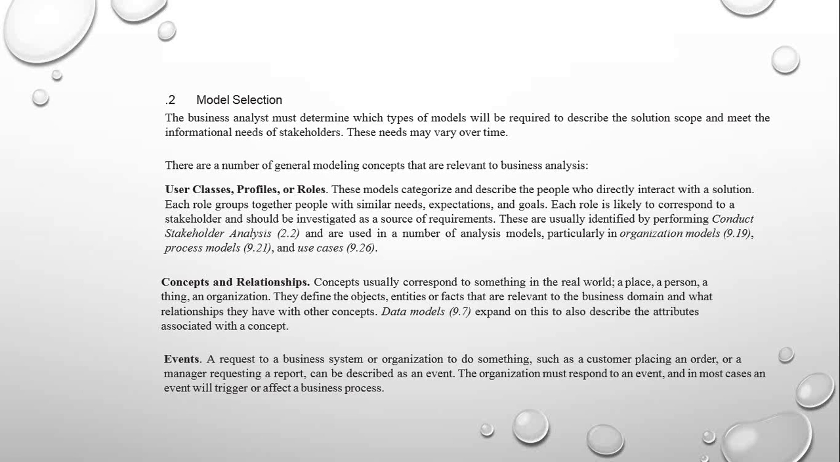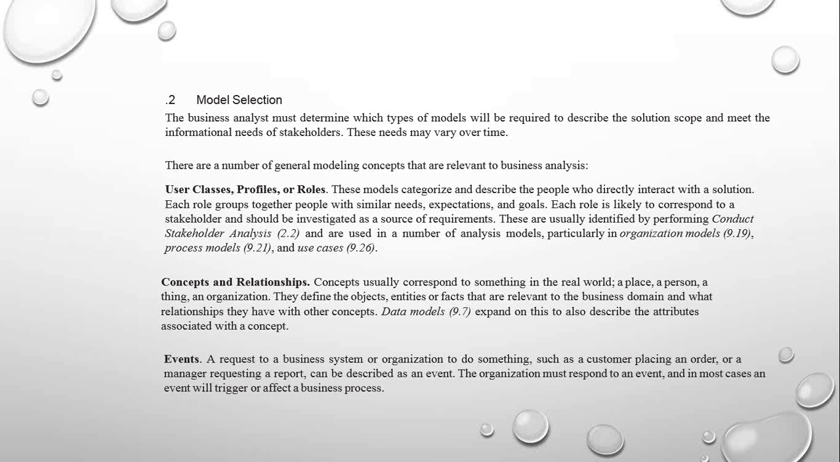Concept and relationship. Concepts usually correspond to something in the real world, a place, person, thing, or an organization. They define the objects, entities, or facts that are relevant to the business domain and what relationship they have with other concepts. Data models expand on this to also describe the attributes associated with a concept.